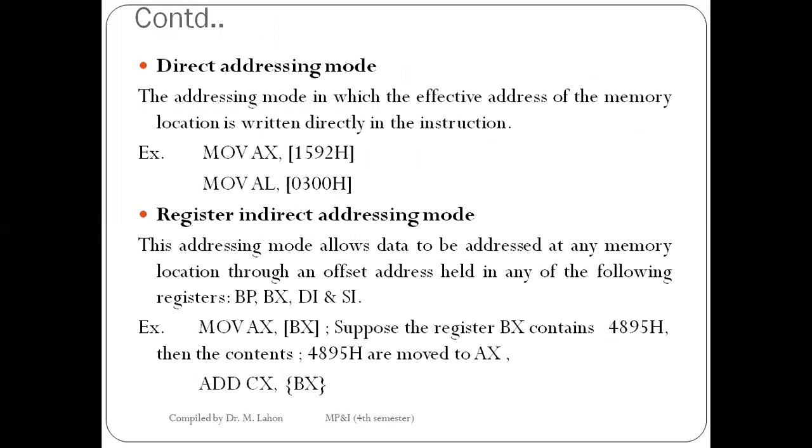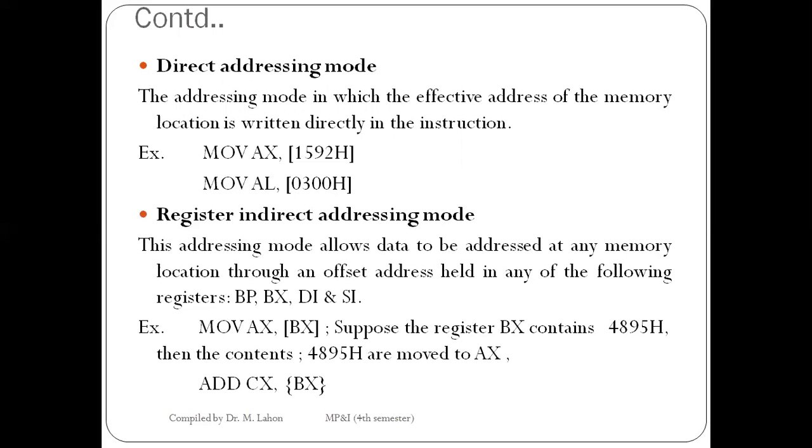Next we have the direct addressing mode. What happens here? In the case of immediate addressing, the operand was explicitly in the instruction, but here the location of the operand is given. In direct addressing mode, the location is given. So 1592 refers to the location where the data is present. That is the difference between immediate and direct.